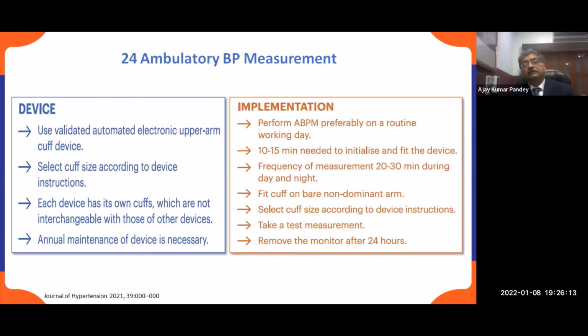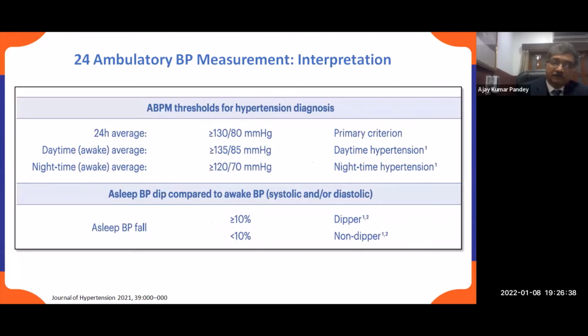10 to 15 minutes is needed to initialize and fit the device. And for the frequency of measurements, usually we keep it in the daytime at around an hour interval, and nighttime maybe a 2-hour interval. And fit the cuff on a bare non-dominant arm. Select cuff size according to the device and take a test measurement at the time when you put on the ambulatory BP. Remove the monitor after 24 hours and see what's there.